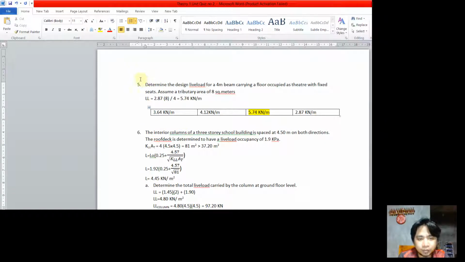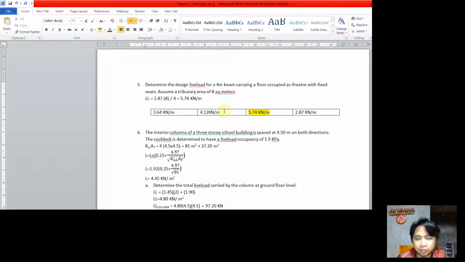And then divide it by 4. By the way, 2.87 kilonewton per square meter times 8 square meter will yield kilonewton. Just divide that by the length of the beam to come up with a distributed load of 5.74 kilonewton per meter. Okay, so that is for number 5. So moving on to number 6.